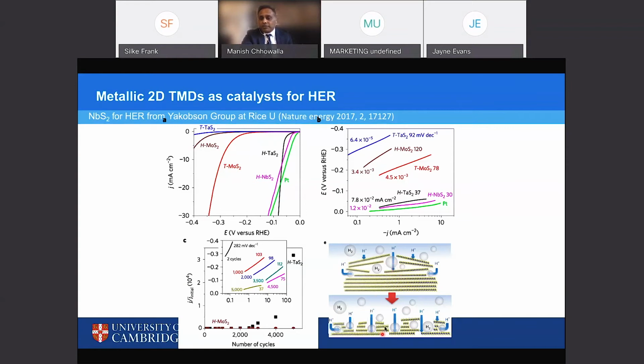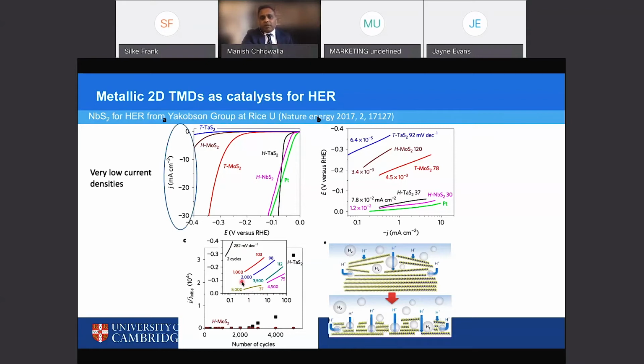The number of active sites improves with the number of cycles. So in this diagram, they show that after just 2 cycles, they have a very large Tafel slope of around 300 millivolt per decade. But after 5,000 cycles, the Tafel slope decreases to 37 millivolt per decade. So there is this enhancement of stability and performance with the number of cycles, which is quite useful for catalysis.